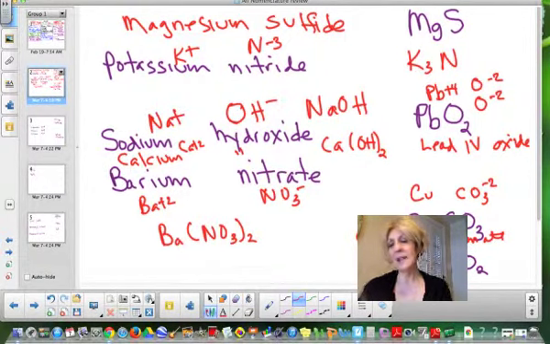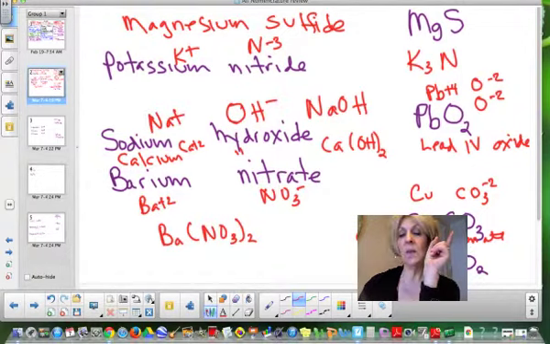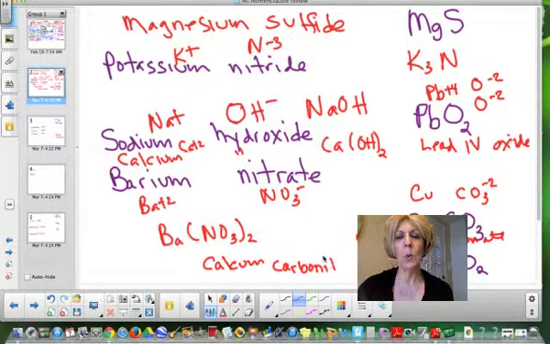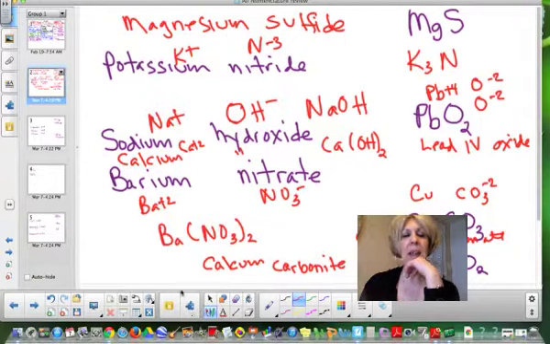Here, this is an easy one. This is calcium. Calcium is not a transition metal, so I don't need a Roman numeral. And so this is calcium, but CO2 is carbonite. And so this is calcium carbonite. Remember, 1 less oxygen than the ate is the ite.